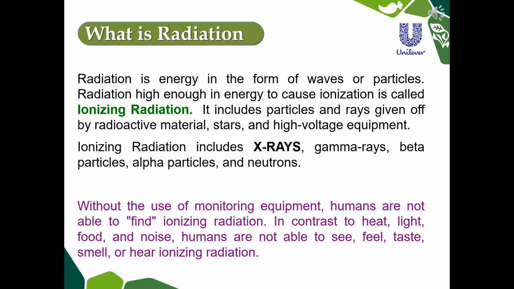In a nutshell, radiation is energy in the form of waves or particles. A high enough radiation level can cause ionization, and that is ionizing radiation. That includes particles and rays that are given off by radioactive materials, the stars, the moon, high voltage equipment. Ionizing radiation includes X-rays, gamma rays, beta particles, alpha particles, and neutrons. The thing that we're going to pay attention to today is X-rays. We want to make sure that you're protected from them, you understand them, you know how to work around them.